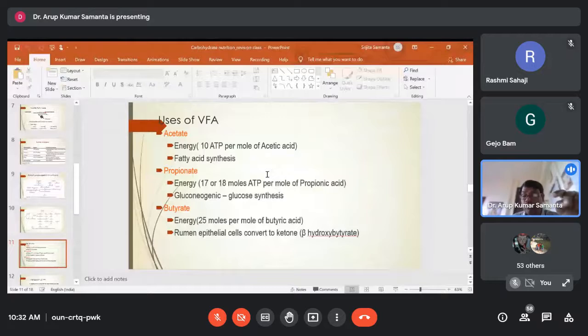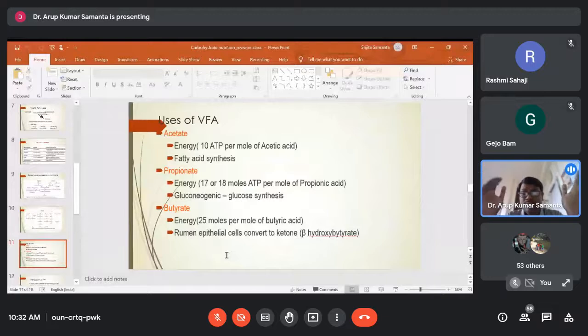From 1 molecule of propionic acid, you may get 17 or 18. From 1 molecule of butyric acid, you will get 25 moles. That means 1 molecule of butyric acid produces the maximum number of ATP. This is a very frequent question. You may get questions in your theory papers also.